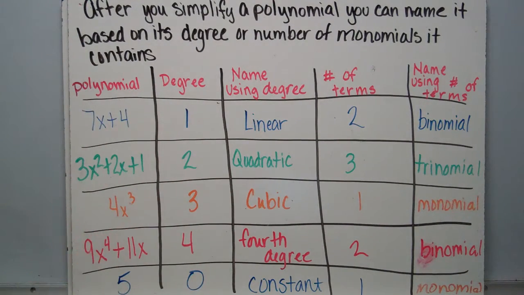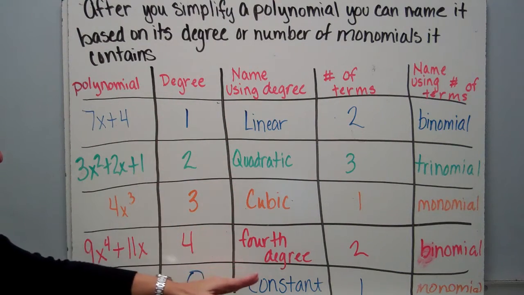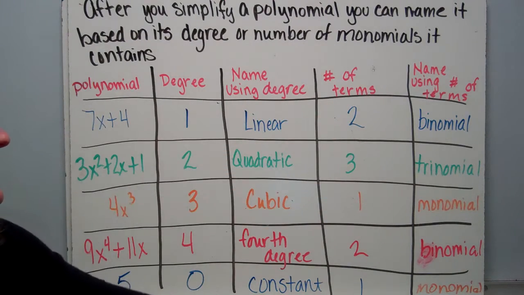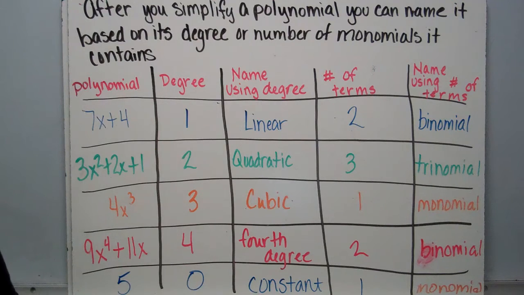Okay? So this is how you can name it, by degree, and these are our names using degrees. And the name using the number of terms. These are all words you should be familiar with: binomial, trinomial, monomial, linear, quadratic, cubic, all terms that you need to be familiar with.